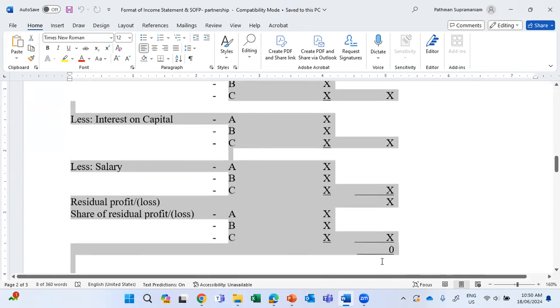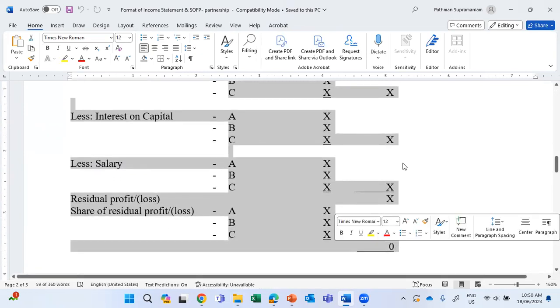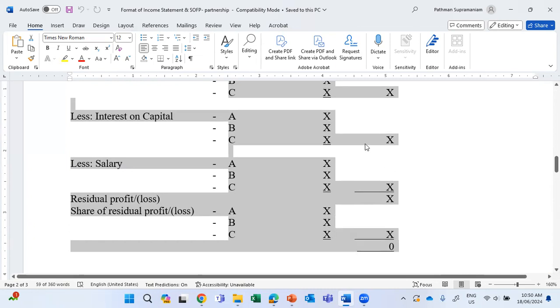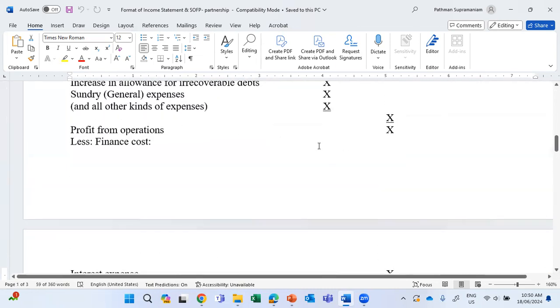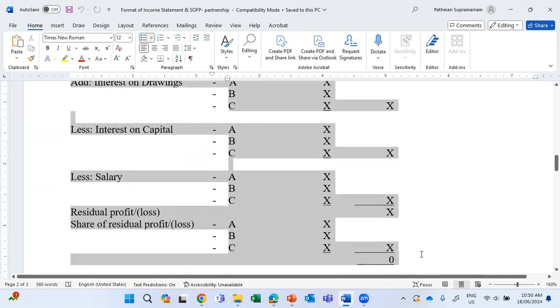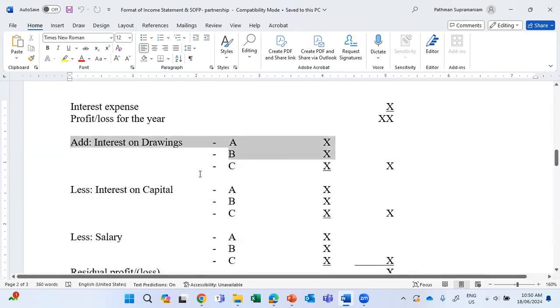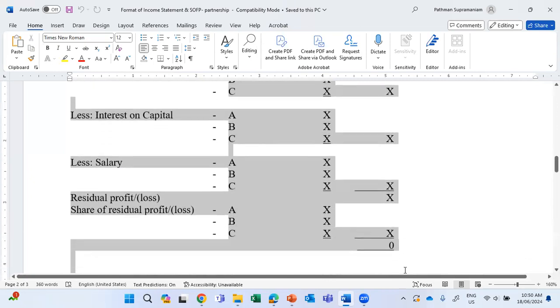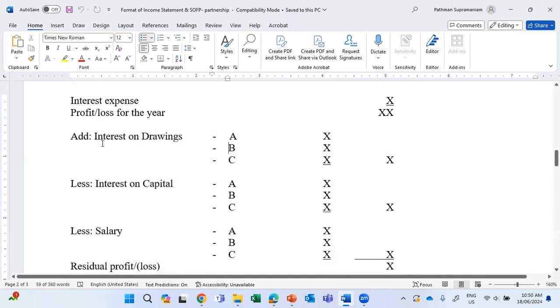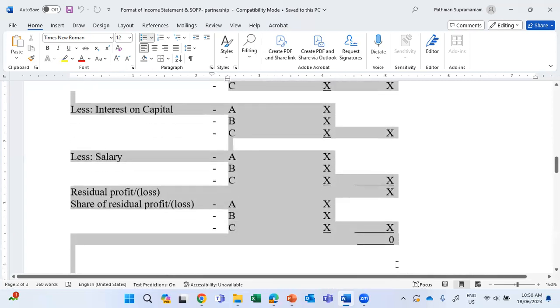Now, the format given here has everything put together in one, but nowadays questions are phrased in a way that maybe in part A, they will ask you to do the SOPL, and in part B, they'll ask you to do this separately. So go with the question. Normally nowadays you don't do it together. This section is done in a different part. So when that's the case, you have to start back with the profit or loss for the year.